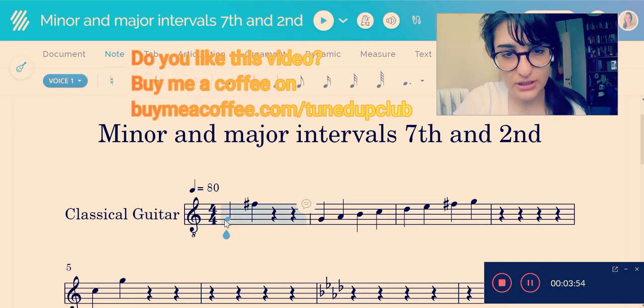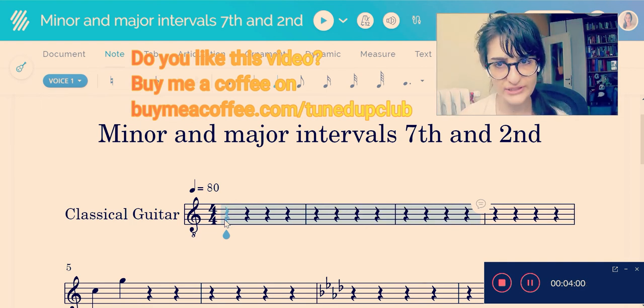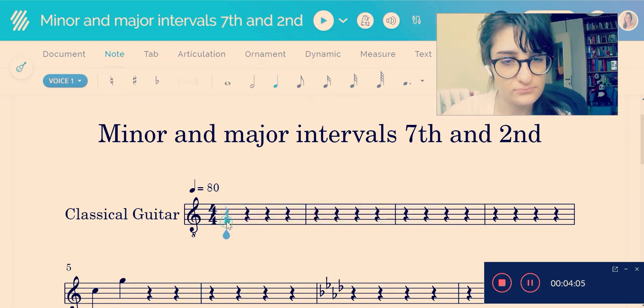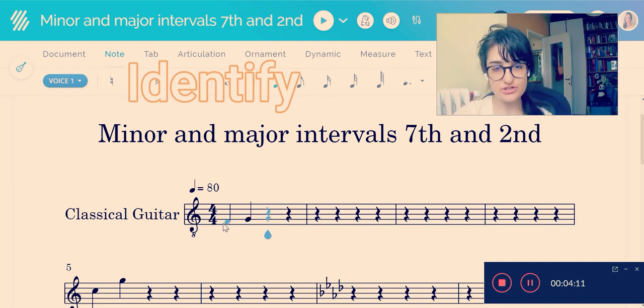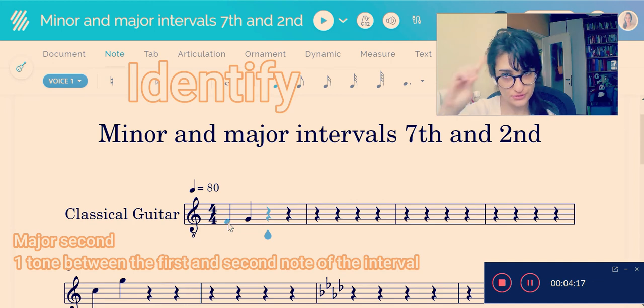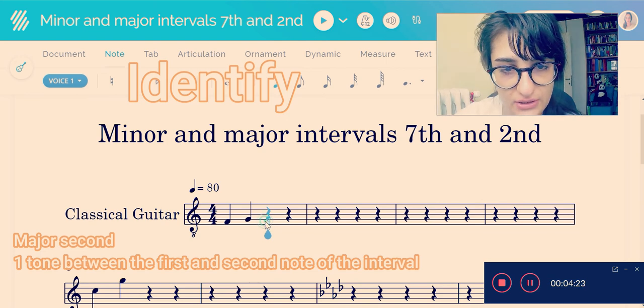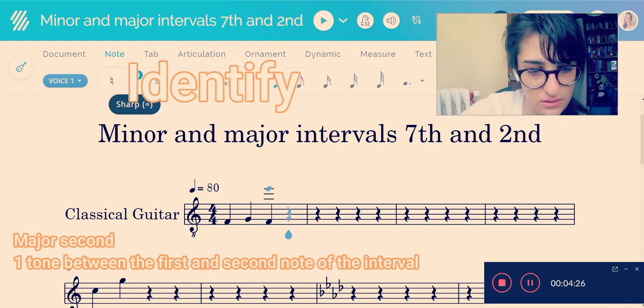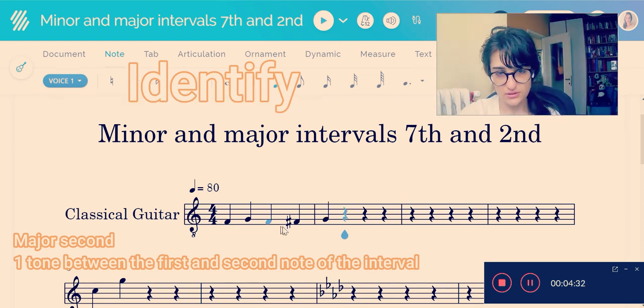Now let's talk about major and minor seconds. Here there's actually a different method to identify them, form them, and transform them. So this is a major second. Why? Because between the F and the G we have one tone. This is how we calculate it. F to F sharp is one semitone, plus another semitone, G. F to G, one tone. So that's how we know.